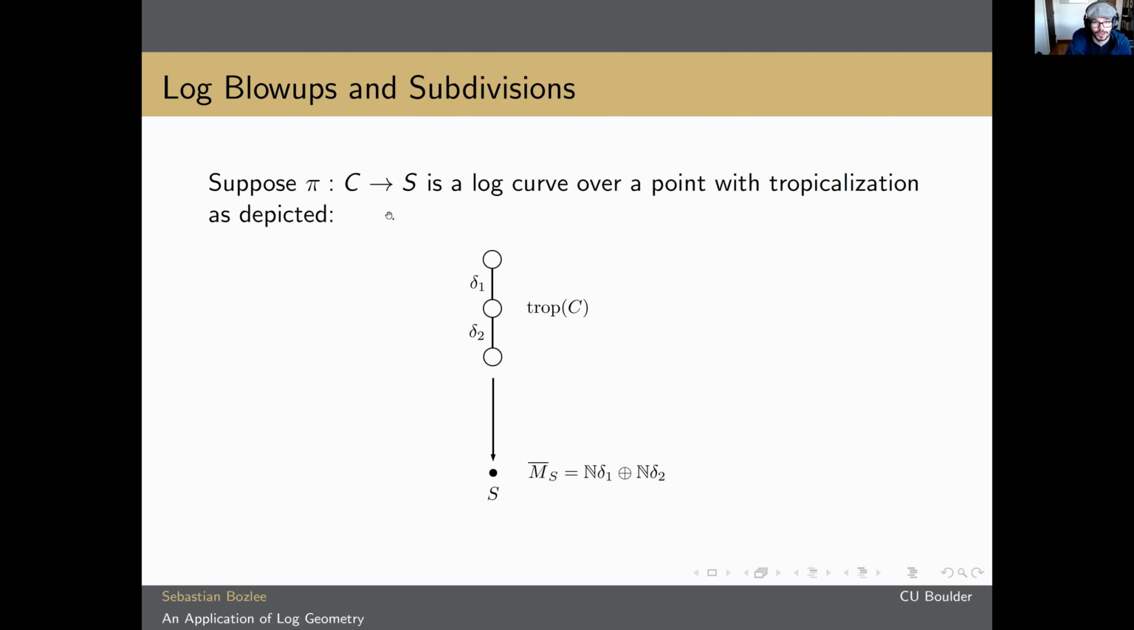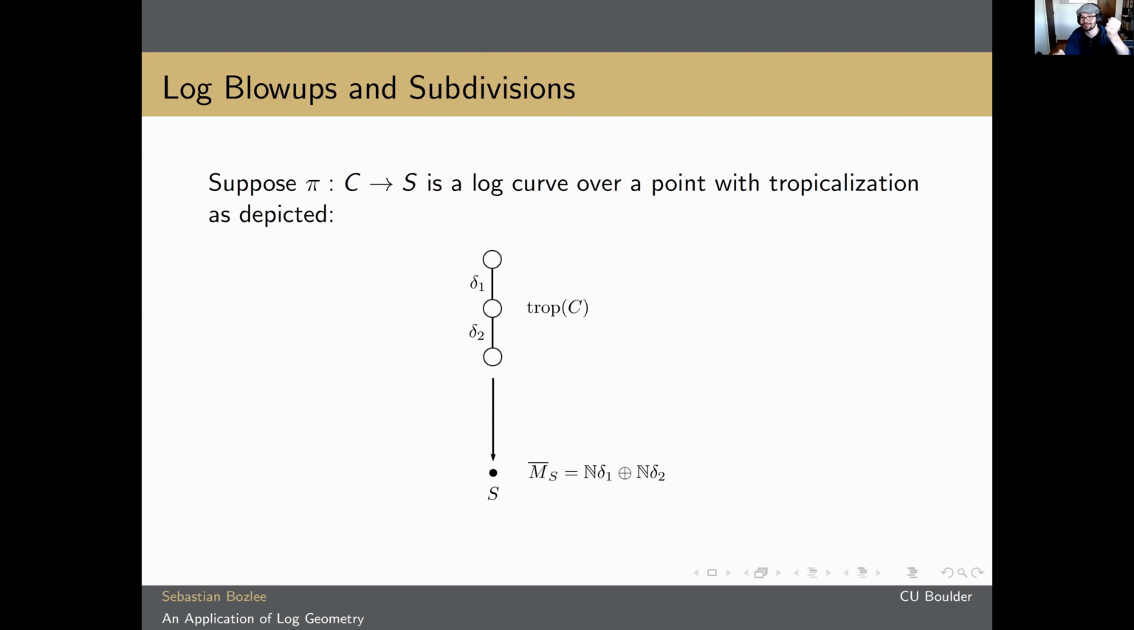So suppose we have a log curve over just one point, and the situation is like this. We have 3 rational components connected by nodes here and here, and these edge lengths we'll say are different. So delta 1 is one edge length, delta 2 is another edge length, and they live in this monoid N2. So N times delta 1, N times delta 2.